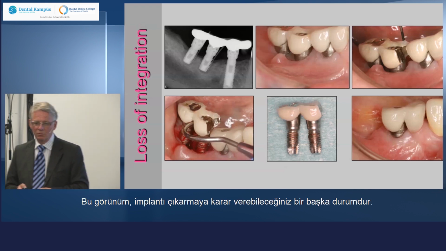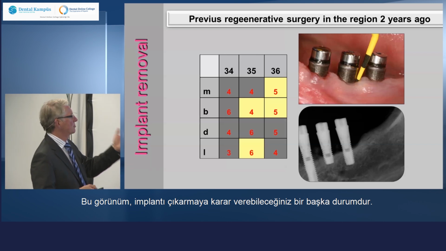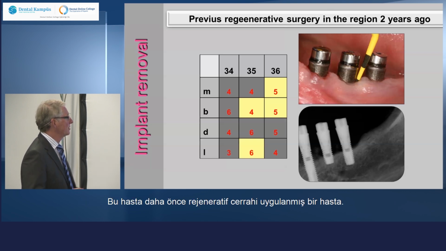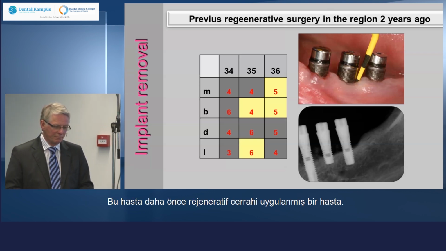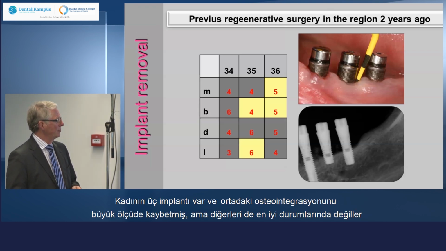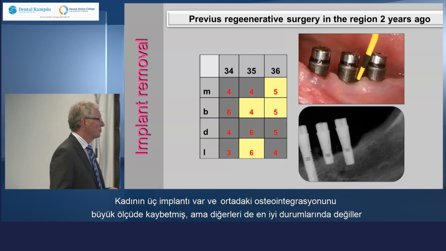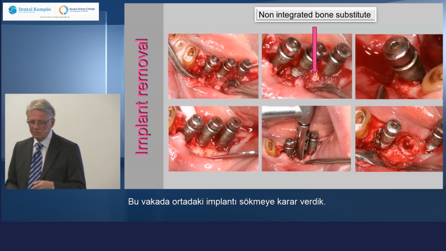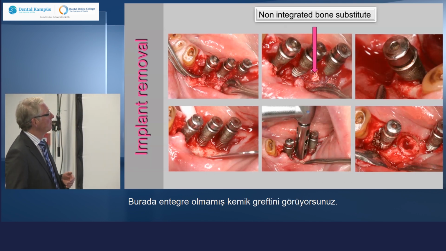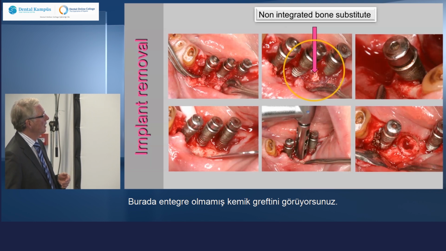Another situation where you also may decide just to extract is when it looks like this. This is a patient that has been through regenerative surgery before, and she has 3 implants, and you see the middle one has lost most of its osseointegration, but even the other ones are not in the best shape. So in that case, we decided to remove the middle implant. And please, you can see here that you have non-integrated bone substitute here.